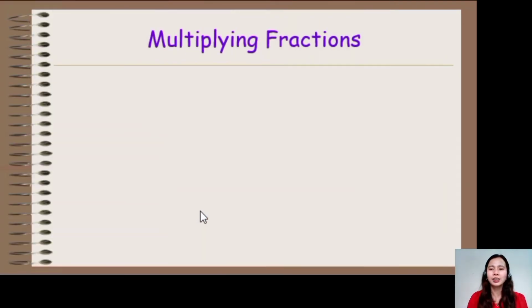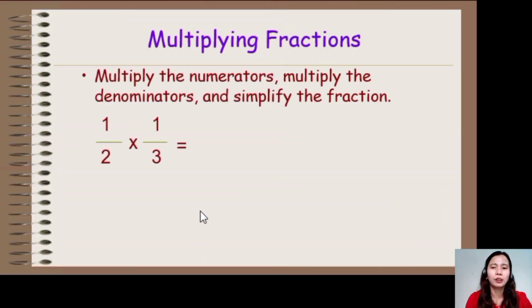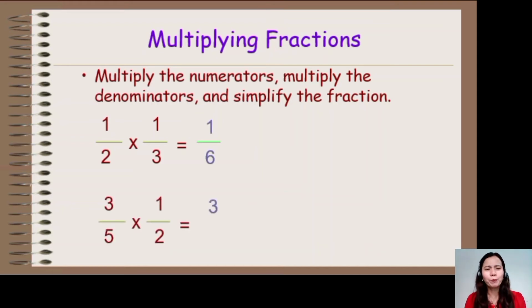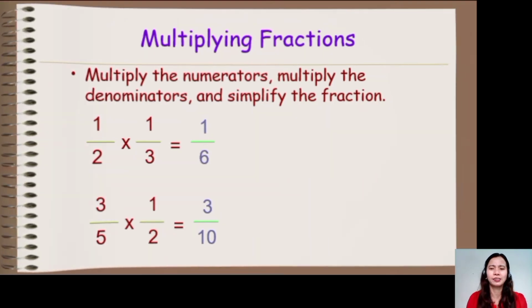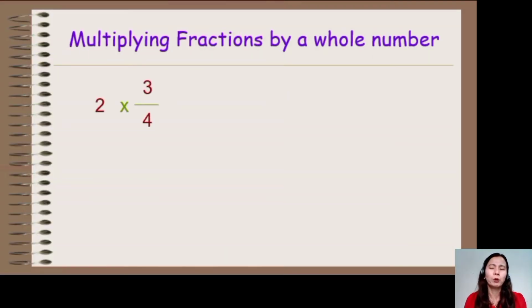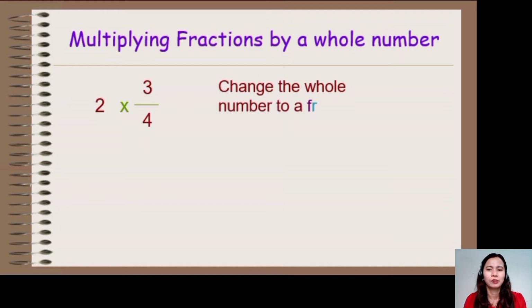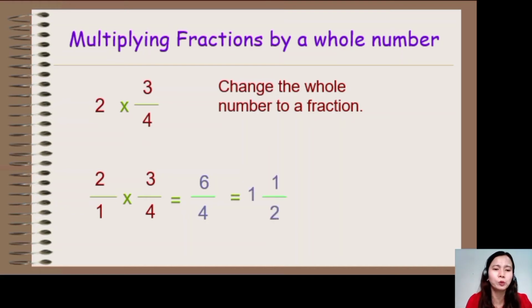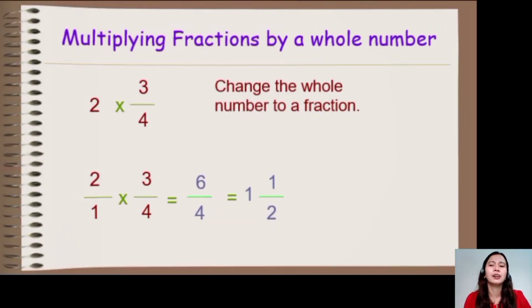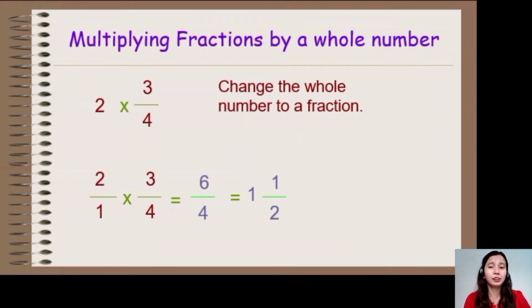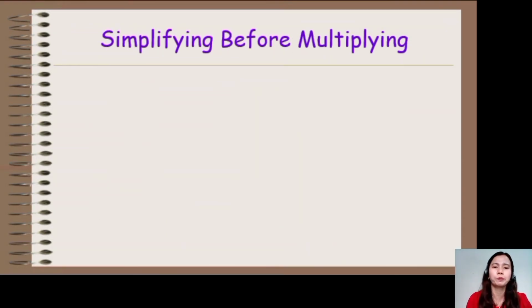Okay, so let's have this example. 1 over 2 times 1 over 3. Okay, correct. 1 over 6. How about this? Okay, very good. 3 over 10. How about this? Okay, correct. 6 over 4. Numerator to numerator, denominator to denominator. Then, write your answer in simplest form.